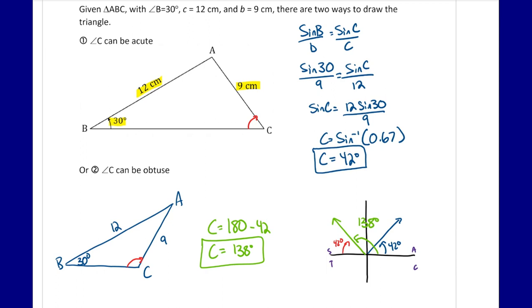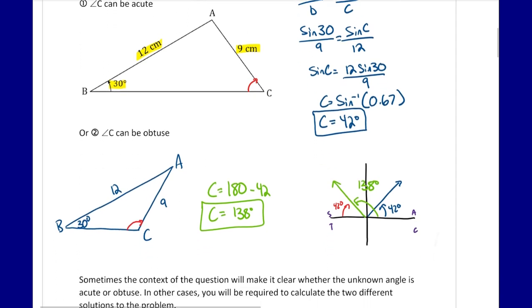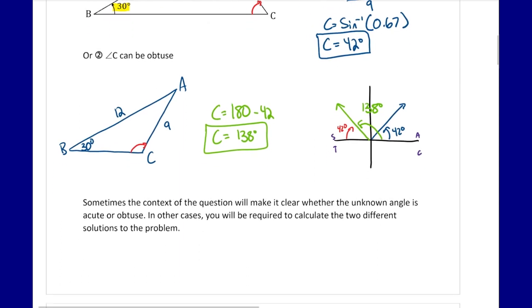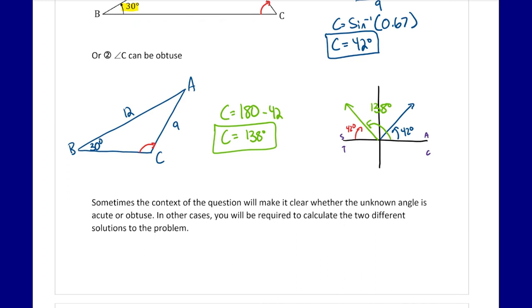Again, we're not going to know which one it is, unless depending on the situation or the context, it's a little bit more clear. But right now, we won't know which one it is. Our calculator will tell us one. It always tells us the acute. We want to be aware or check to see just what the other possibility could be. So again, sometimes the context of the question makes it clear whether the unknown is acute or obtuse, maybe depending on the situation. Maybe it's clear, maybe there's more information in the triangle that tells us that. In other cases, we might be required just to calculate the two different solutions and just be aware of both.